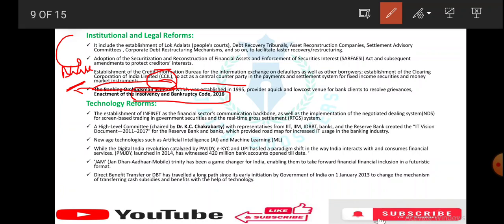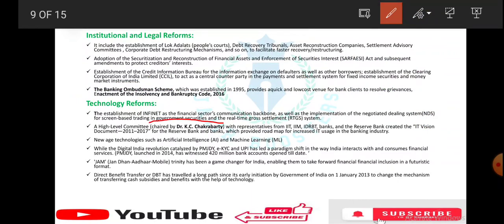Technology reforms. Okay, in technology, we know about INFINET, which is the financial sector's communication backbone, as well as the NDS, the negotiated dealing system for screen-based trading in government securities, and RTGS. A high-level committee for technological reforms, chaired by Dr. K.C. Chakrabarty, with representatives from IITs, IDRBT, and the Reserve Bank, created the IT Vision Document 2011-17.